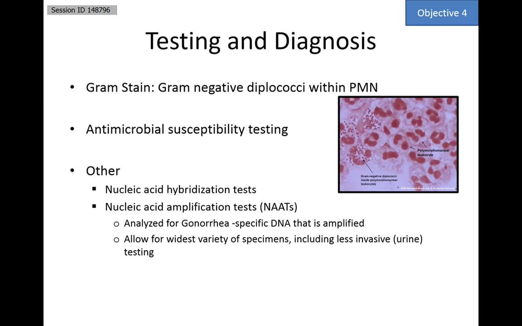Other tests that could be used are nucleic acid hybridization or nucleic acid amplification tests, and those are molecular tests that are more specific to picking up the DNA of the gonorrhea. It does allow testing to be done on different specimens, including urine testing.